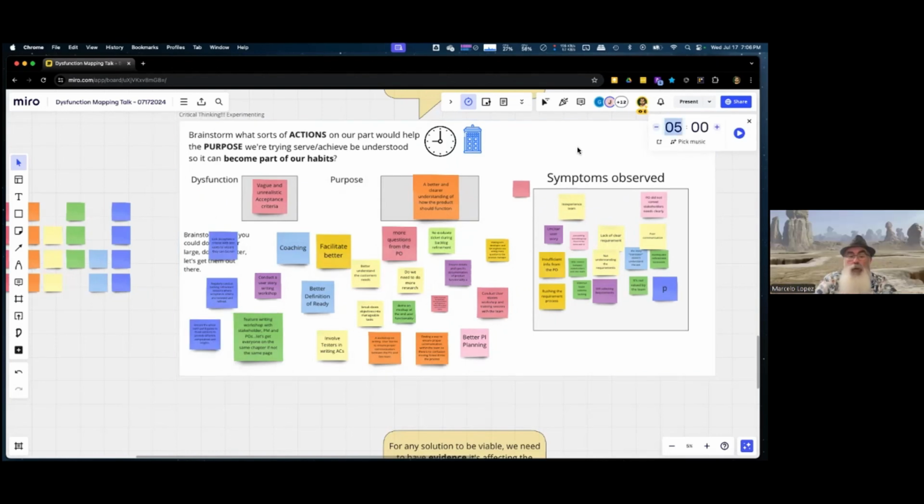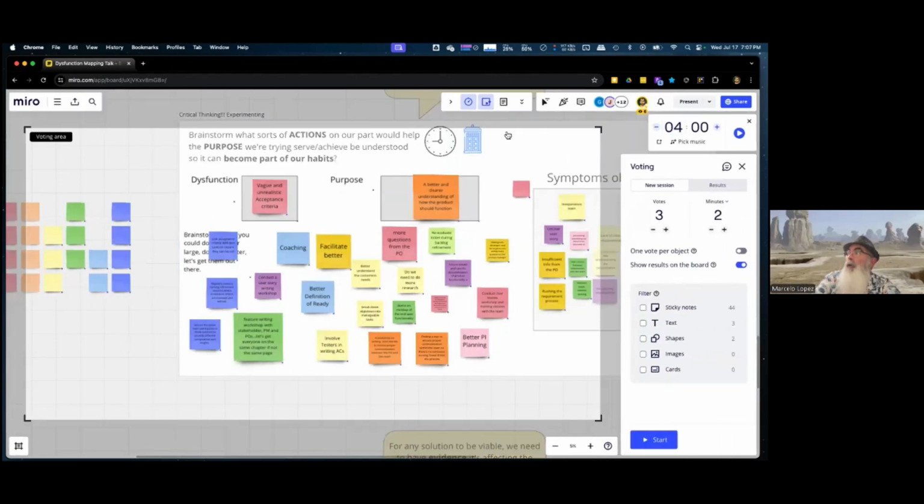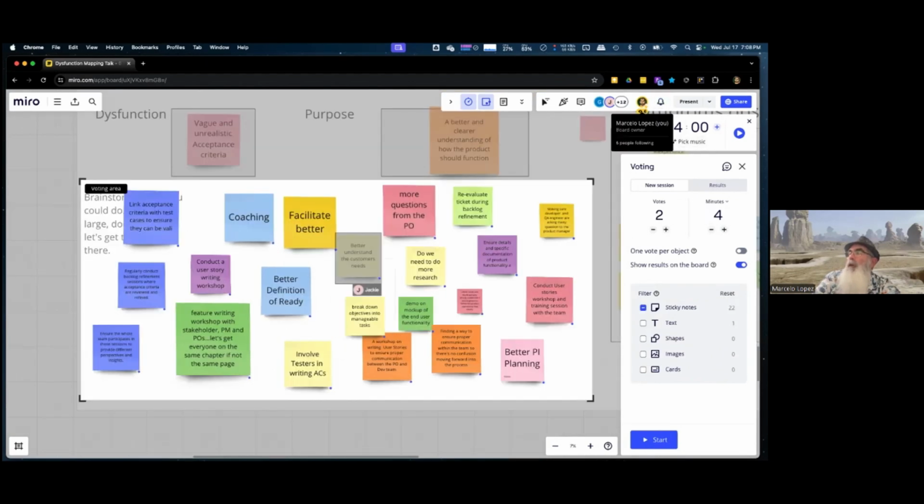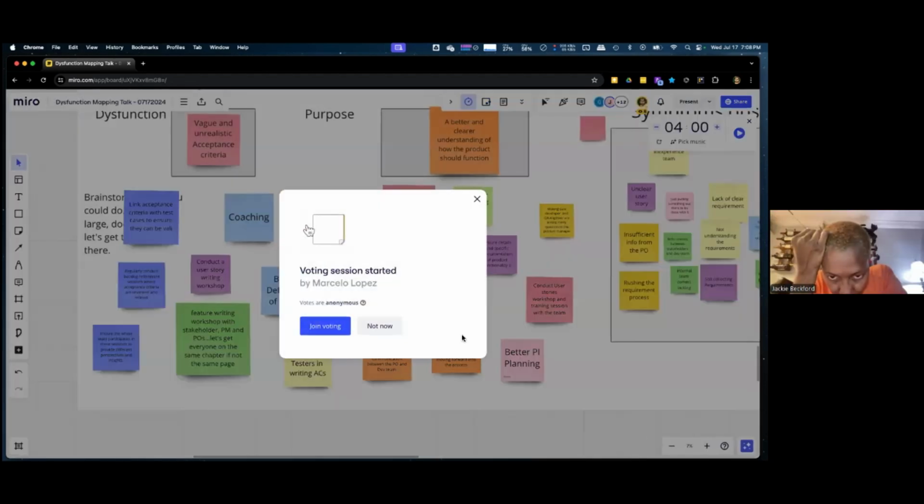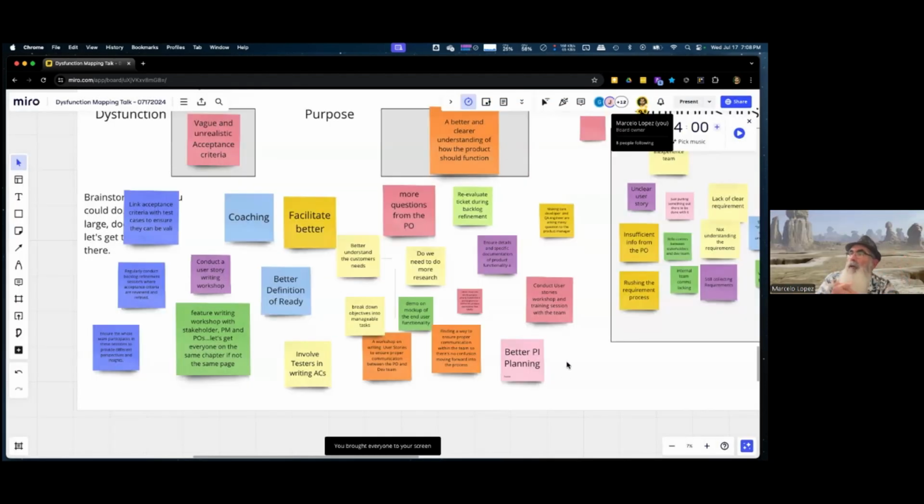I'm going to give you 4 minutes in a voting session. You're going to get 2 votes with 4 minutes to read over. I'm going to turn on the voting and bring you to me. You get 2 votes, and 4 minutes to read through and decide what gets your vote for what potential solution you want to try. Ready? Go. All I'm going to say is use your best judgment, folks.